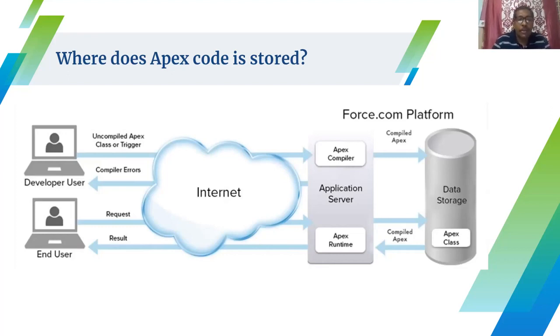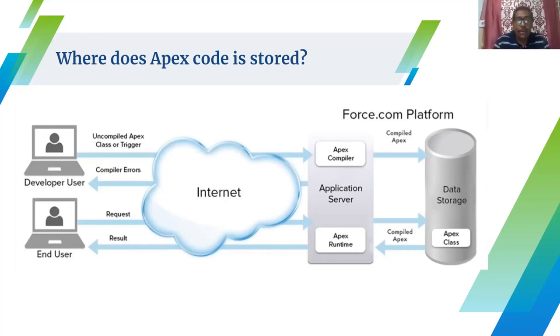Whereas coming to the Salesforce developer, the developer writes Apex classes or Apex triggers, and tries to save them inside the Salesforce server, inside the Force.com platform. The Apex compiler is going to compile the code, and the compiled code will be stored in the application server. In case there are any errors, the errors will be returned back to the developer. The developer will correct the errors and again submit the code back to the platform.